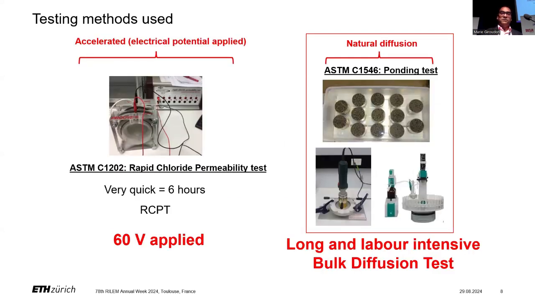So there were two different test methods that were used in our testing campaign. One was the accelerated rapid chloride permeability test, which is quite a lot used for Portland cement-based materials. But of course, this has a voltage where you apply 60 volts and see the amount of charge passed. But you also have the long-lasting, labor-intensive bulk diffusion test, and somewhat modifications of that with the NT Build 443.